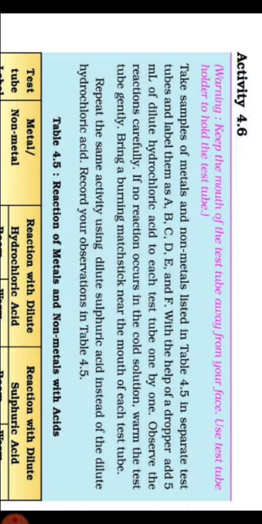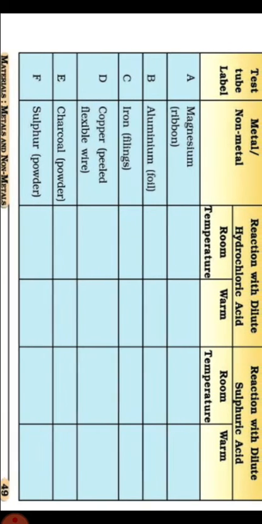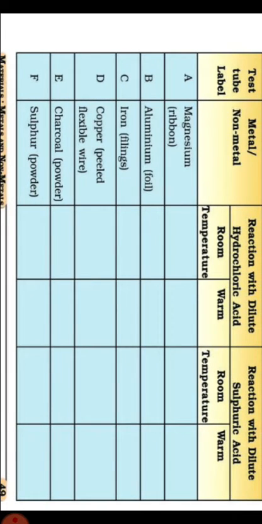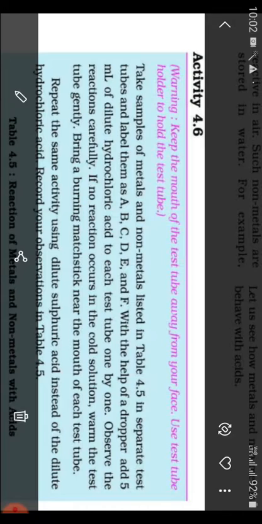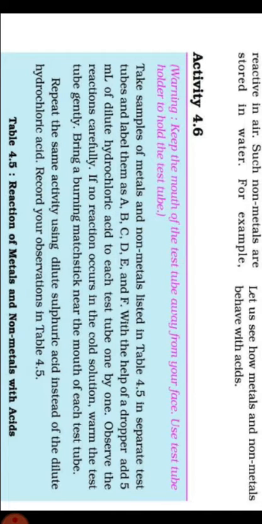Take the samples of metals and non-metals listed in table 4.5 in separate test tubes and label them A, B, C, D, E and F. So you have to take 6 test tubes and label them A, B, C, D, E and F. In test tube A, we have to take magnesium ribbon, in test tube B aluminum foil, in test tube C iron filings, in test tube D copper wire, in test tube E charcoal powder, in test tube F sulfur powder. Then, with the help of a dropper, add 5 ml of dilute hydrochloric acid to each of the test tubes one by one.